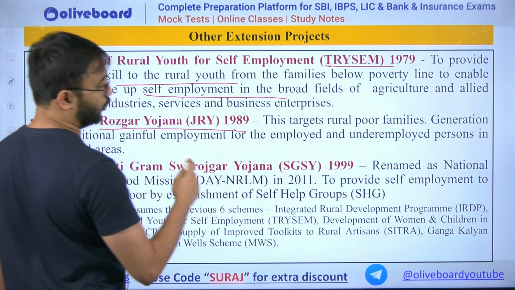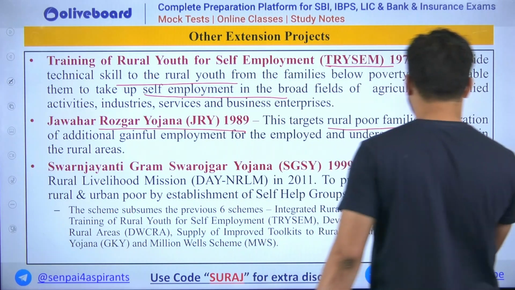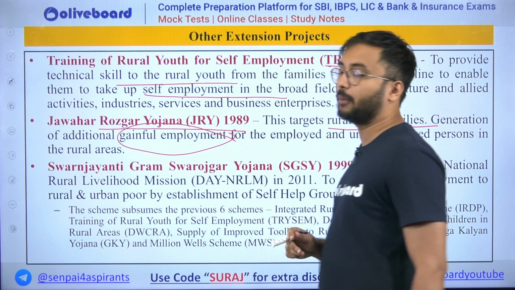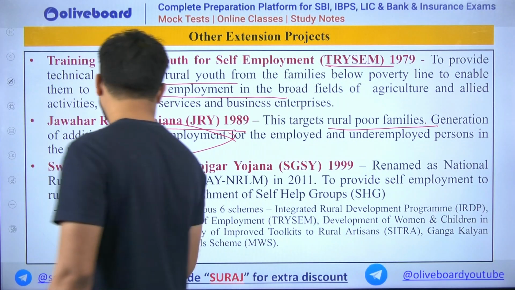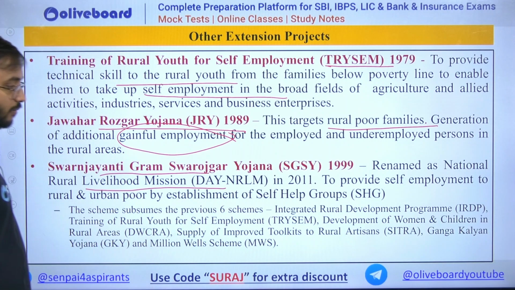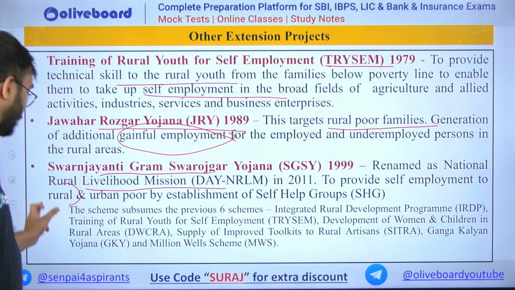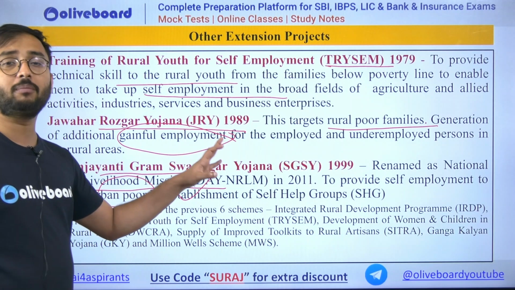Jawahar Rozgar Yojana, we all would be knowing this, 1989, very, very important scheme. This targets rural poor families, and giving them gainful employment opportunity remains the most important objective of this scheme. Then Swarna Jayanti Gram Swarojgar Yojana, SGSY, 1999, renamed as National Rural Livelihood Mission, DAY-NRLM, 2011, to provide self-employment to rural and urban poor by establishing SHGs.